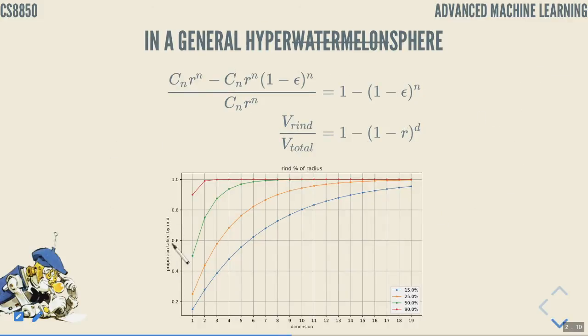Well, you can see the same. This is the proportion taken by the rind in percentage of radius, right? So this is when the rind is 15% of the radius. By dimension 90, the rind is taking up, what do you think, 95% of the hyperwatermelon. But if the rind was 50%, then quickly almost all of the volume of the hypersphere is taken by the rind.